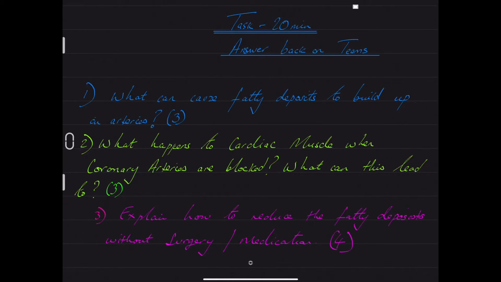Question 2. What happens to cardiac muscle when coronary arteries are blocked? So what happens to the cardiac muscle if the coronary arteries are blocked and cannot supply the oxygen or glucose? What can this lead to? So that's 3 marks.